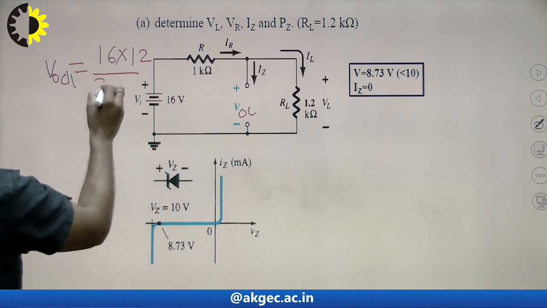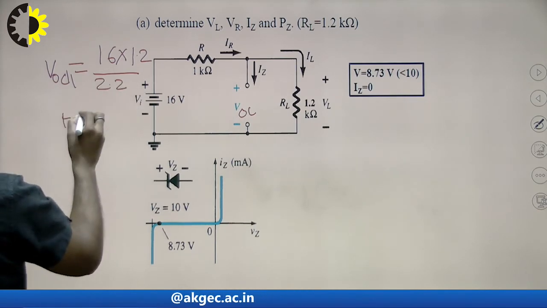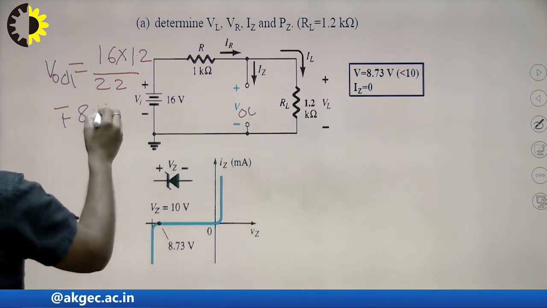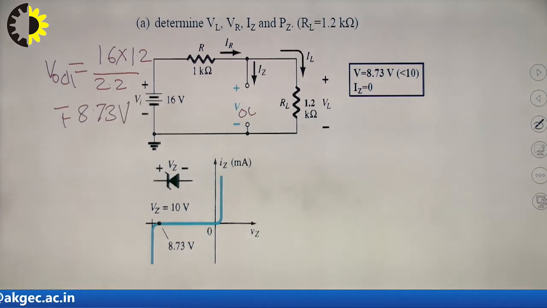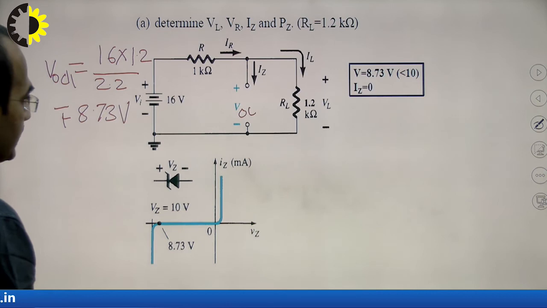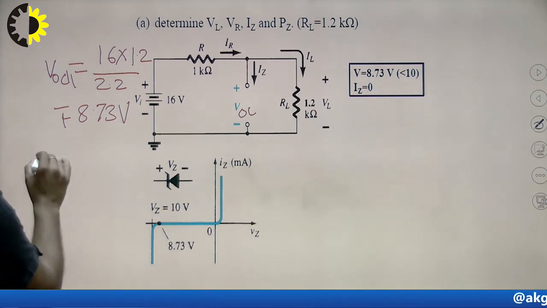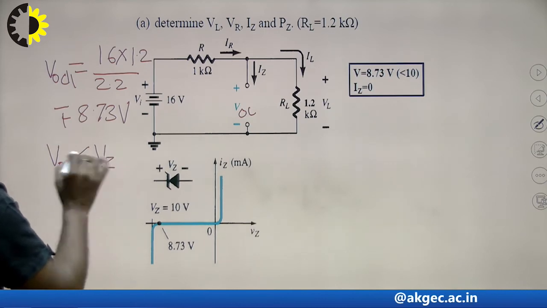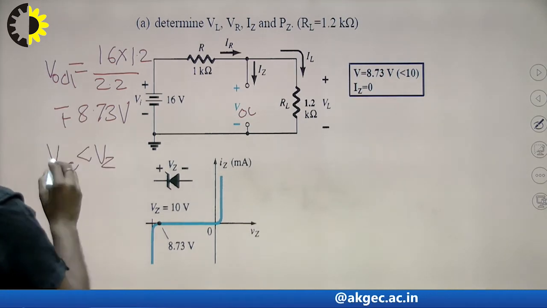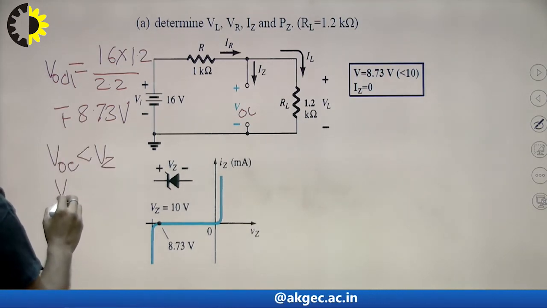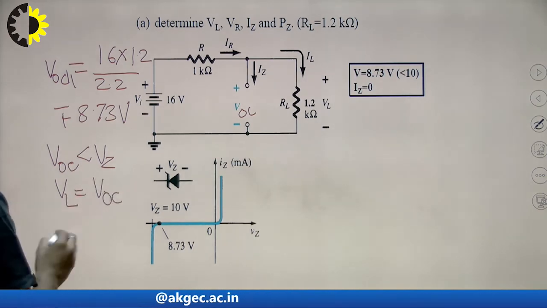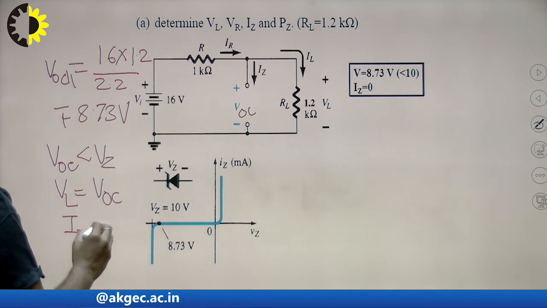So it will be 2.2. This value will come 8.73 volt. So now you can say that this VOC is less than Vz. So Zener is not conducting, and the output voltage across the load resistance, VL, will be equal to VOC, and the Zener current will be equal to 0.